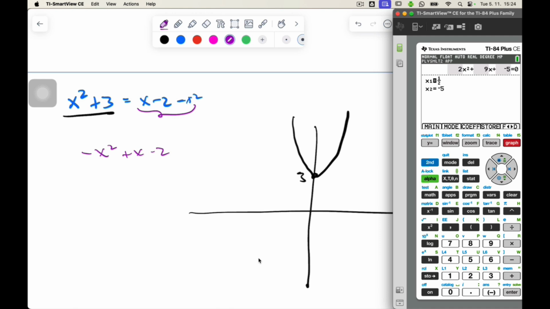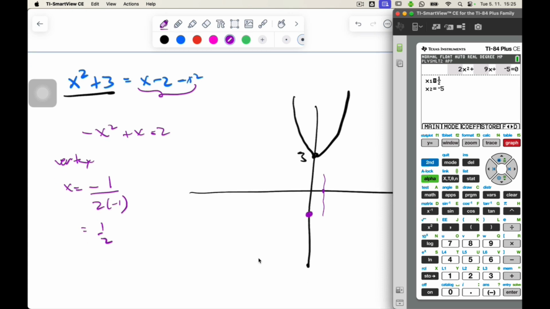Well, I know the y-intercept is negative 2. And if I factor out the negative, no, let's do it a different way. What I'm going to do now is find the vertex. The vertex I know is going to be x equals minus b over 2a, which is 1/2. So somewhere around here is the vertex on this line here.